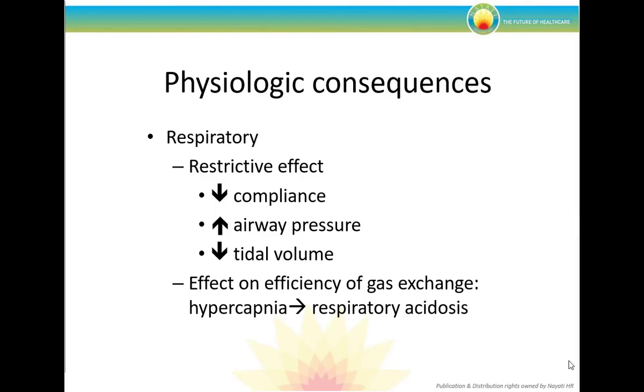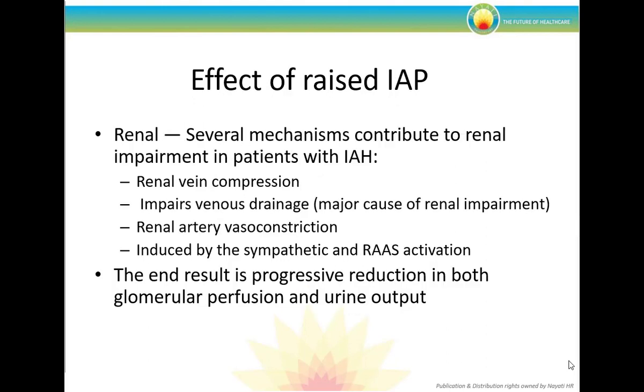Respiratory consequences: it will have a restrictive effect because it impedes the movement of the diaphragm, decreases the compliance. Airway pressure will get increased. This is one of the most common signs with which you can identify that patient is developing intra-abdominal hypertension, because the ventilator will start showing high peak pressure alarms. Tidal volumes can go down. You can wrongly attribute it to patient's lung worsening, and it will also have an effect on the efficiency of the gas exchange, leading to hypercapnia and respiratory acidosis.